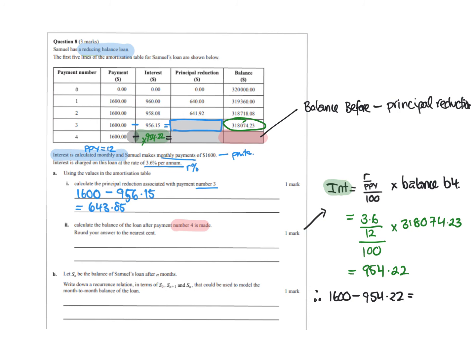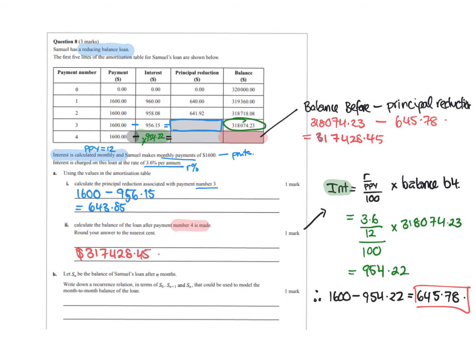645.78. So if we go up to the question, the balance before was 318,074.23 minus this principal reduction, which we've worked out, and we're going to get our balance to the nearest cent. Okay, so that ended up being 317,428.45. So the answer here is 317,428.45.